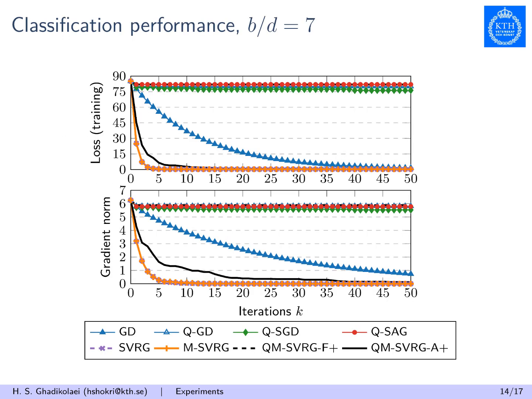This figure shows the classification performance for b divided by d equal to 7, so the number of bits per dimension is 7. The top figure shows the training loss as a function of the iteration k, and the bottom figure shows the gradient norm, so essentially the first order optimality conditions, again against iterations k. And we do have many different benchmarks here.